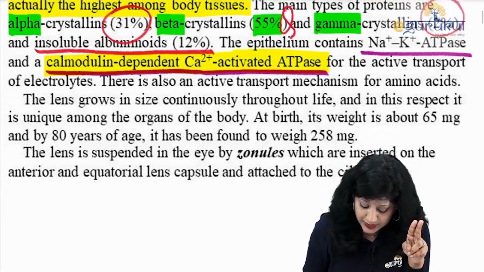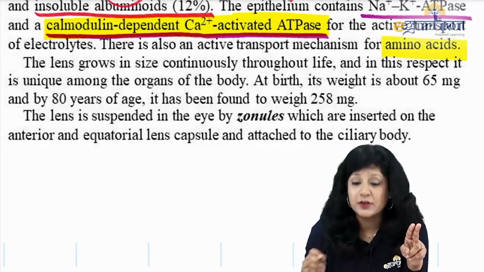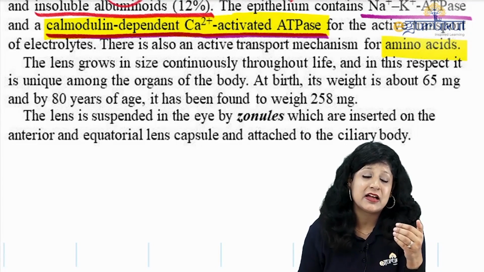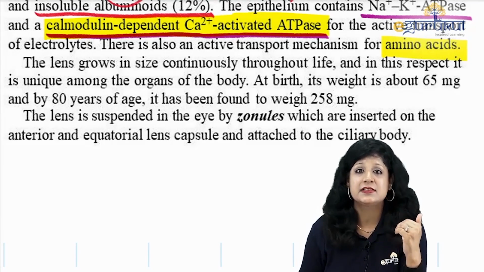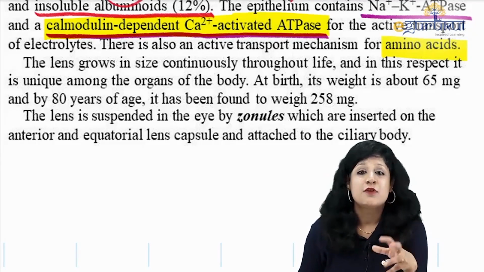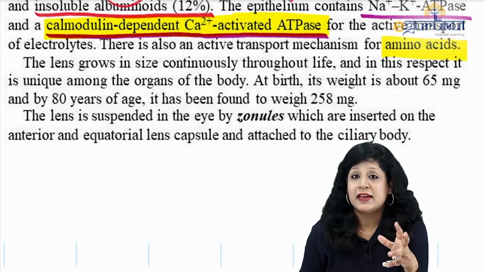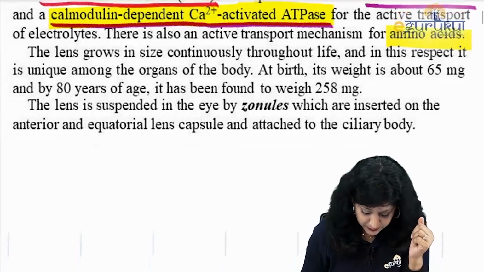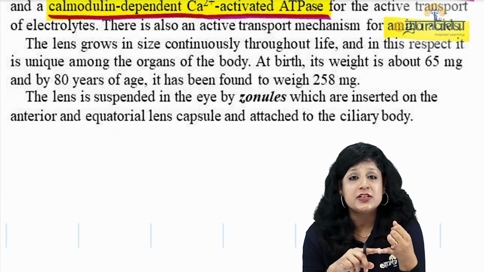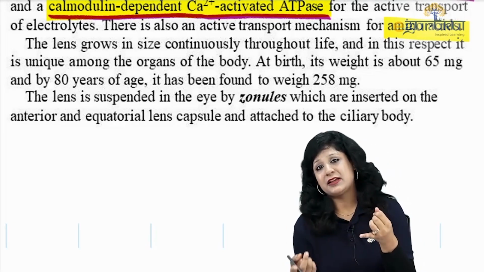There is also an active transport mechanism for the amino acids, because why? We have amino acids due to aging, as the proteins are breaking down. We know the lens is mainly proteinaceous in nature, so we will have amino acids, and amino acids will be taken up by active transport. Okay. Then the second important thing: one is that among the body tissues, the lens contains the maximum amount of proteins.